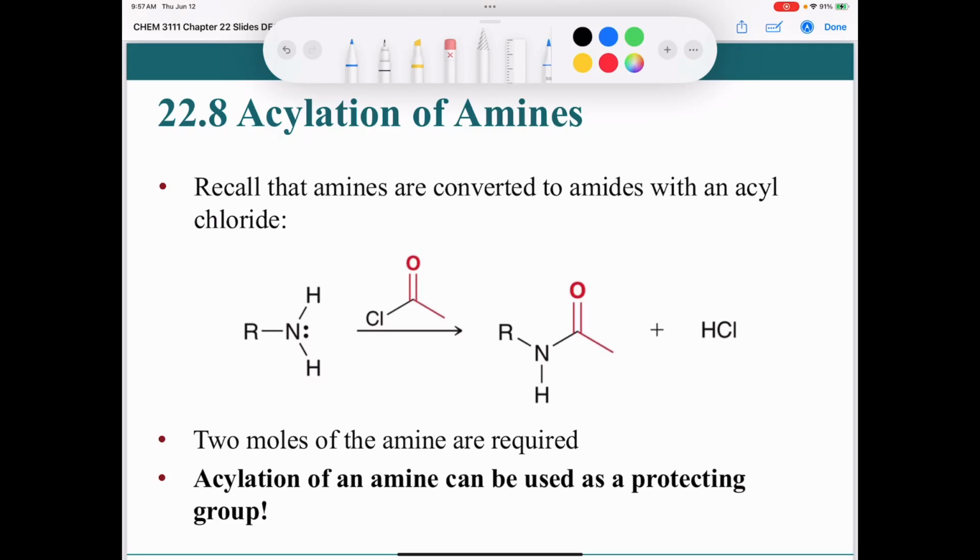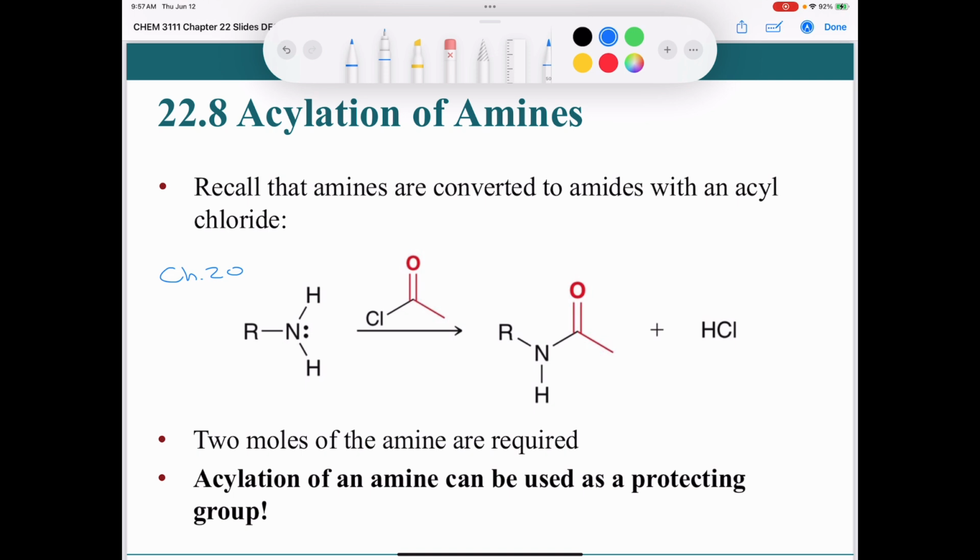All right, this section deals with acylation of amines, and it's a pretty neat section. It has some really interesting chemistry in it. So, first of all, you have to remember from back in chapter 20, the carboxylic acids and their derivatives chapter, we would have looked at acylation of an amine.